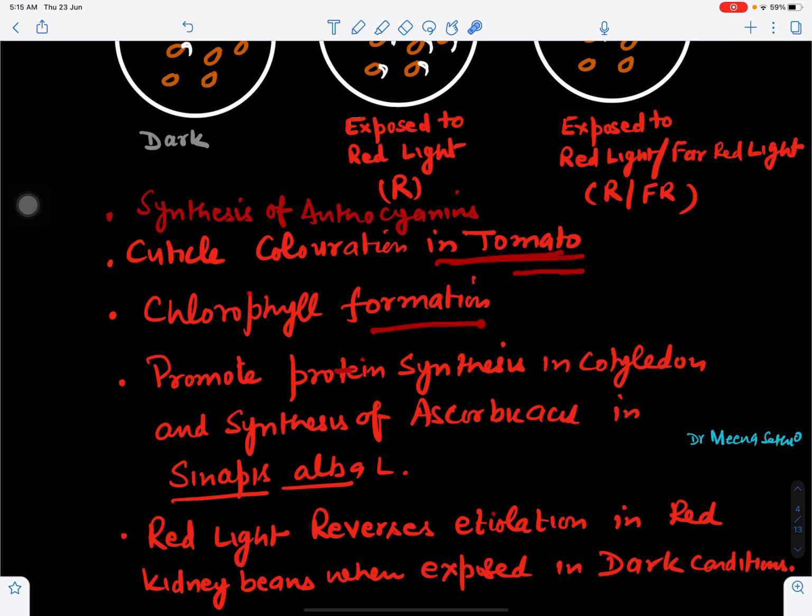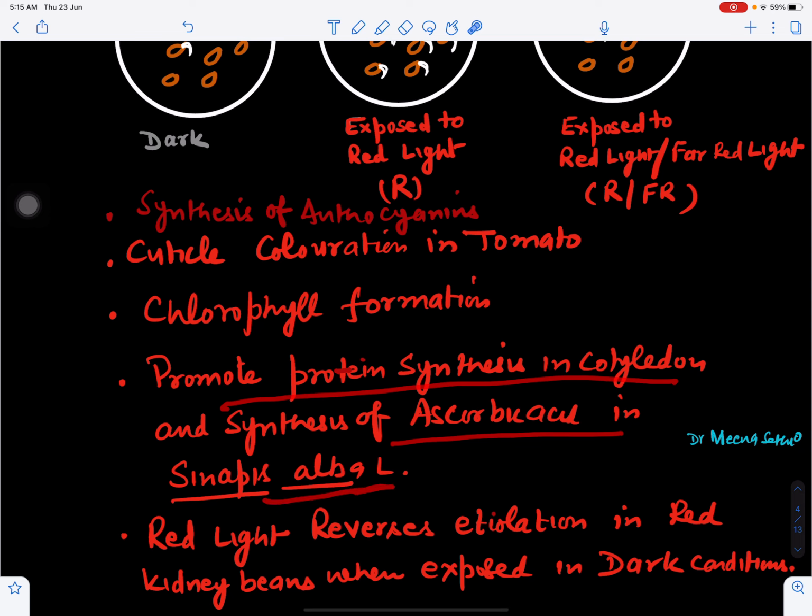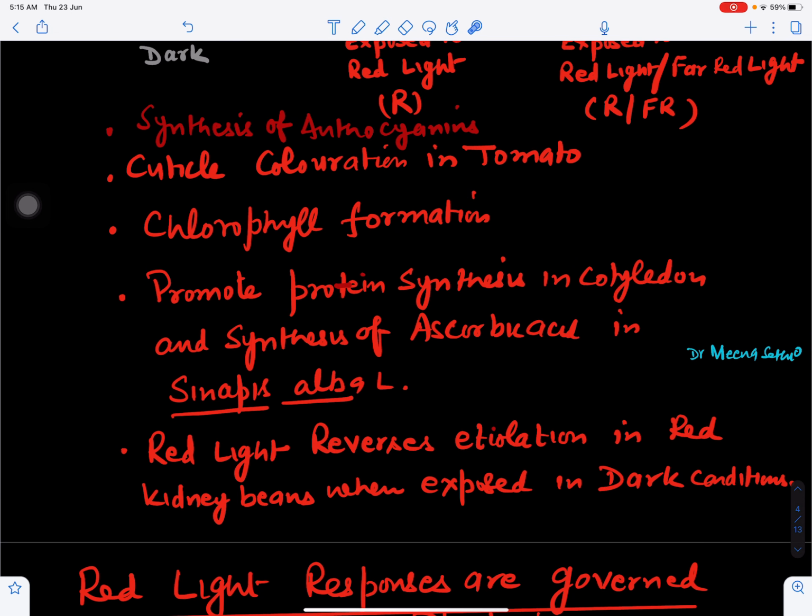Then chlorophyll formation: when we expose the plant to light, in the dark it is yellow in color, but in the light it becomes green because of the development of chlorophyll. This also promotes protein synthesis in cotyledons and synthesis of ascorbic acid in Sinapis alba. The experiment was done and it was found that more protein synthesis occurs and ascorbic acid formation is also enhanced. Then red light reverses etiolation, like we discussed earlier, that dark-grown seedlings are pale yellow, sickly shaped, they are etiolated.